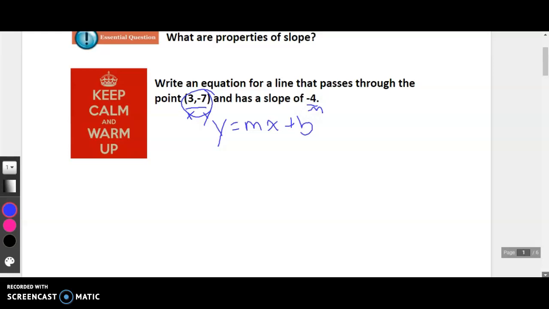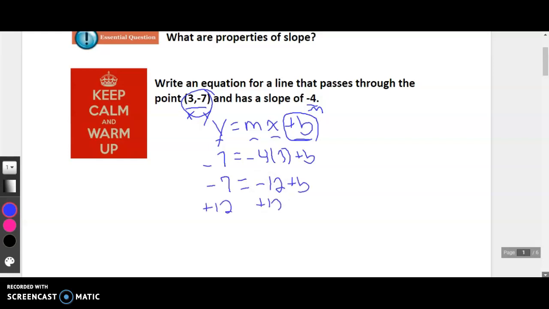So here we have y equals mx plus b. b is the only thing that we're missing in order to write an equation in slope-intercept form. Okay, so here what we're going to do is plug in -7 for y, equals the m of -4 times an x of 3, plus b. And we're actually going to use algebra to solve for b. So now we have -7 equals -12 plus b. We add 12 to both sides, and we find that b equals 5.